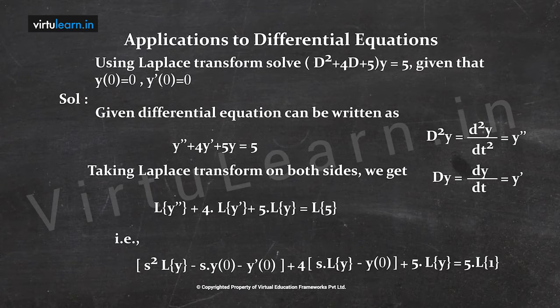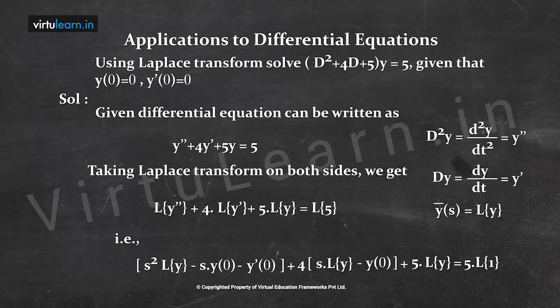Laplace transform of y. Now, observe this one. Actually, s square y bar of s is available. Y bar of s is nothing but Laplace transform of y. That's why we are writing here Laplace transform of y only instead of y bar of s. S square Laplace transform of y minus s into y of 0 minus y dash of 0 plus 4 into s into y bar of s. But instead of y bar of s, I am writing here Laplace transform of y minus y of 0 plus 5 into Laplace transform of y only.